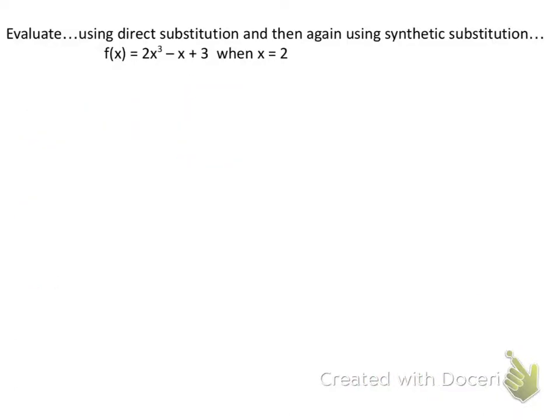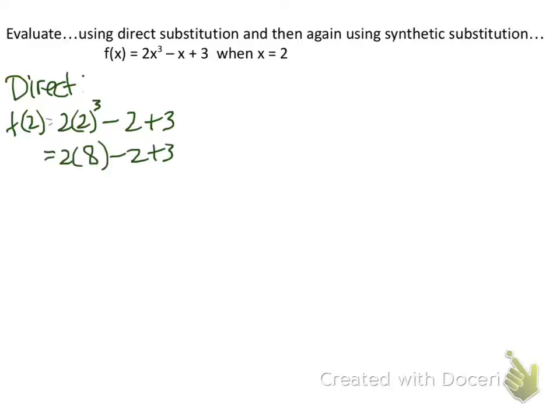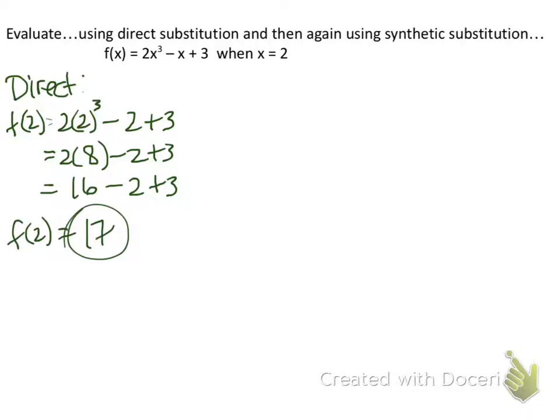Now I'd like you to try this one on your own. First I'd like you to use direct substitution, and then I'd like you to use synthetic substitution. And I'm going to proceed. With direct substitution, we simply substitute in the value of 2. We do the arithmetic, and we get that f of 2 is 17. Now I'd like you to go ahead and try to do it before I do, using synthetic substitution.